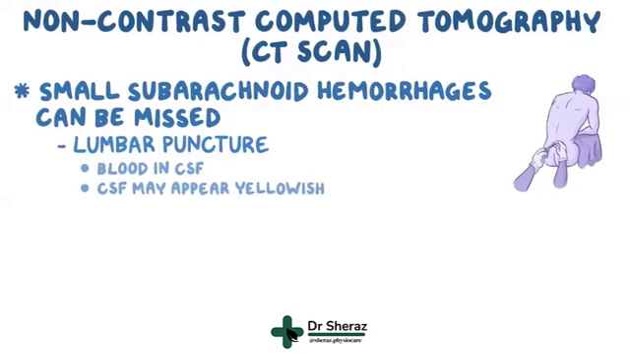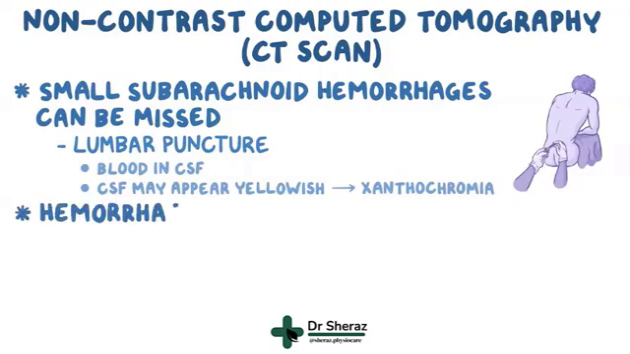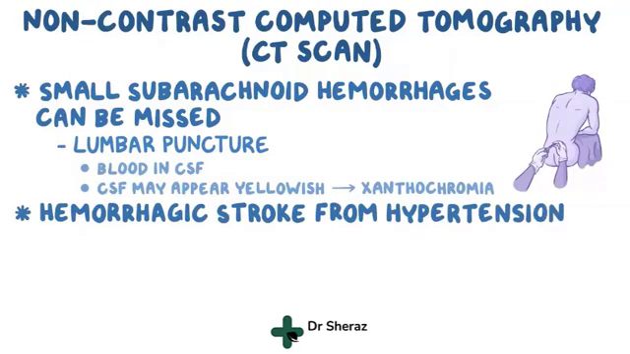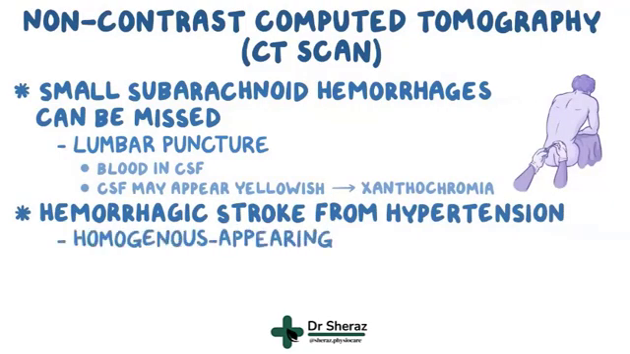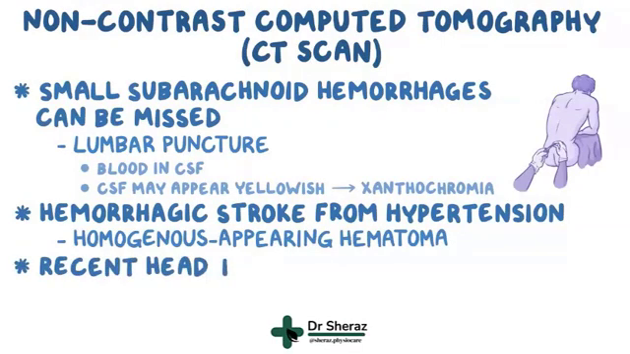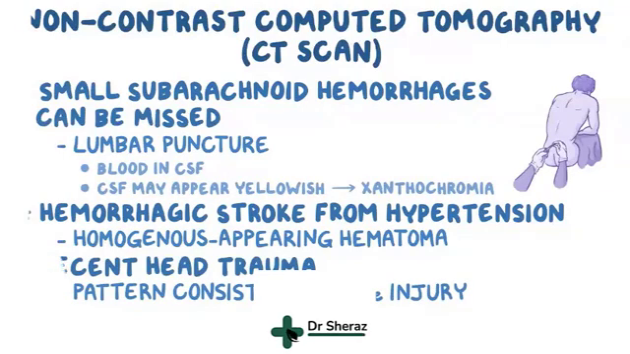If the blood has been in the CSF for a few days, then the fluid may appear yellowish due to the heme getting metabolized into bilirubin. This is called xanthochromia. There's a hemorrhagic stroke from severe hypertension. There's usually a homogeneous appearing hematoma on CT. Alternatively, if there was recent head trauma.